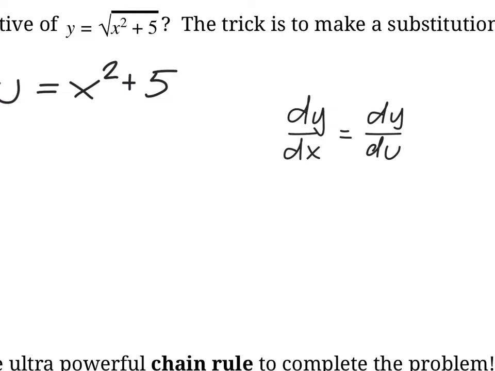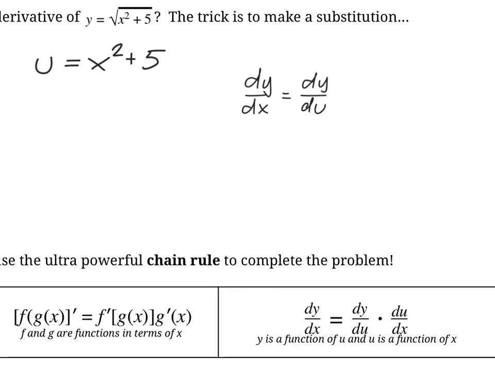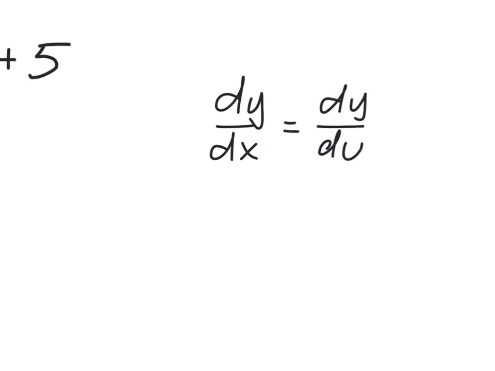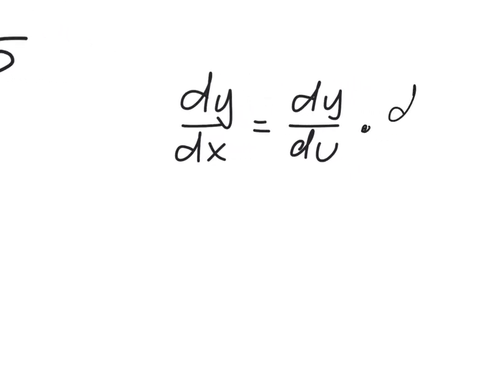Well, the key is we now must use what's called the chain rule. And the chain rule is listed right below here, as you can see. The chain rule says dy by dx, the derivative of y with respect to x, is equal to dy by du, which we found, times du by dx. So that means we need to find the derivative of u with respect to x and multiply those two derivatives. So looking back up here, we need to multiply this by du by dx.